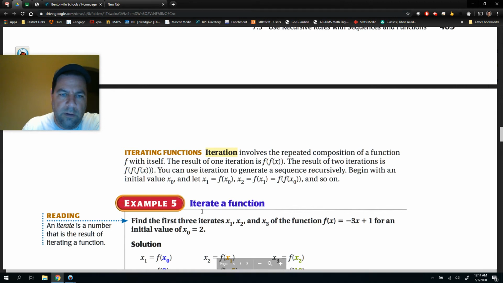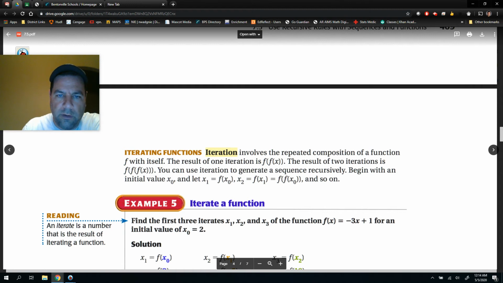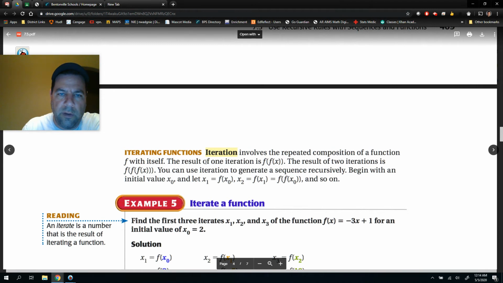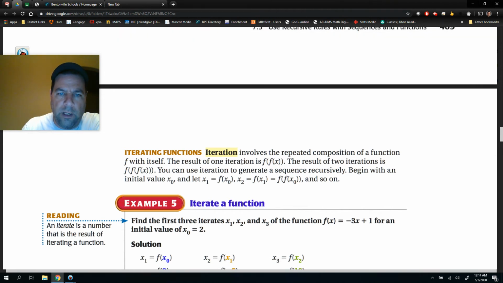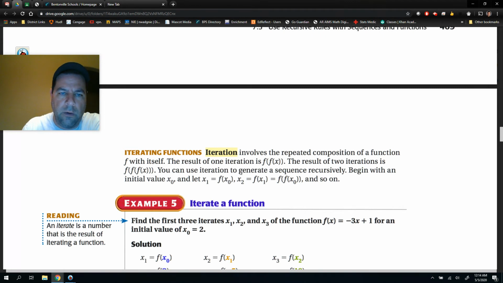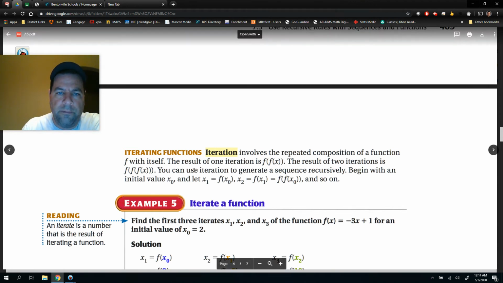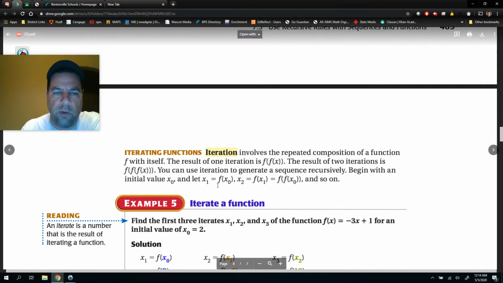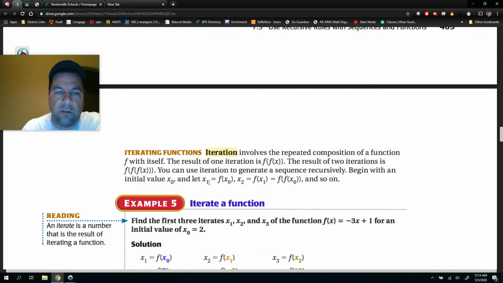Iterate a function. Find the first 3 iterates. Oh, here's iterates. Iterates involve repeated composition of functions within itself. The result of one iteration is f of x. The result of 2 iterations is f of x. Holy cow, I've never heard of this in my life. You can use iteration to generate a sequence recursively. Begin with an initial value x sub 0, let x sub 1 equal f of x sub 0, and x sub 2, and so on.